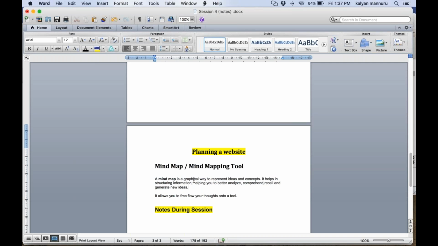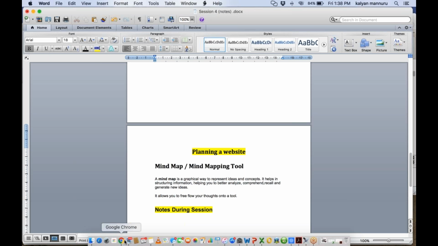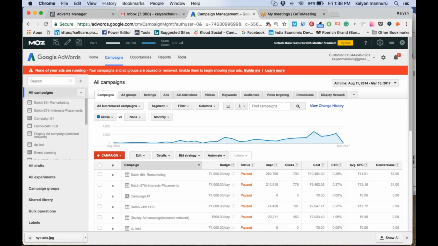A mind map is a graphical way to present your ideas and concepts. If you have thoughts in your mind, a mind mapping tool helps you to easily present them in a structured manner. That's what it is. So let's get started. Let me start from where I left off yesterday. I showed you how to use the Google AdWords tool.